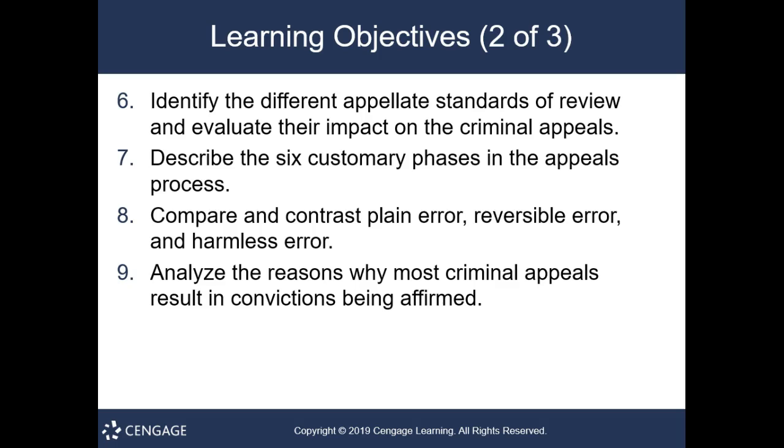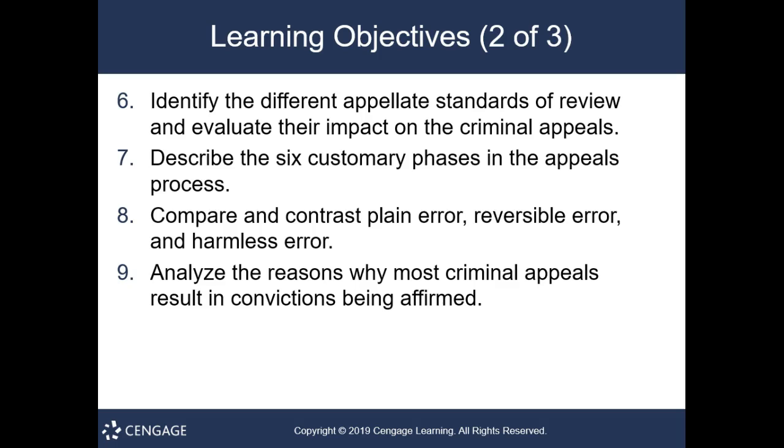Then we'll describe the 6 customary phases of the appeals process. So you'll see how we go through this process, how it's actually done, and you'll get a pretty good idea why it takes so long. And then we're going to compare and contrast plain error, reversible error, and harmless error. We talked a little bit about harmless error already. And we'll get into what's plain error and reversible error as different aspects of the word error.